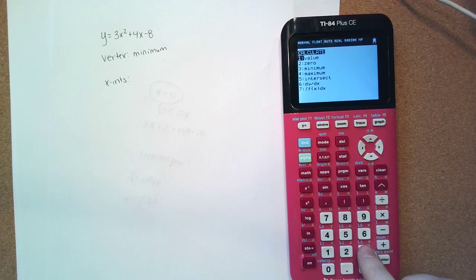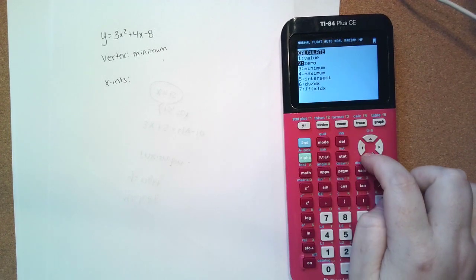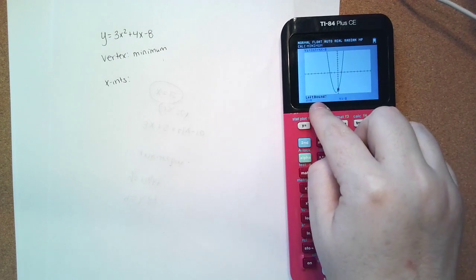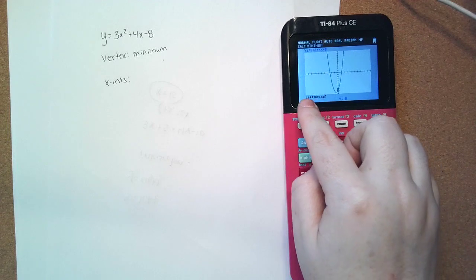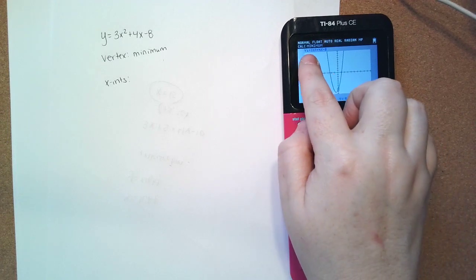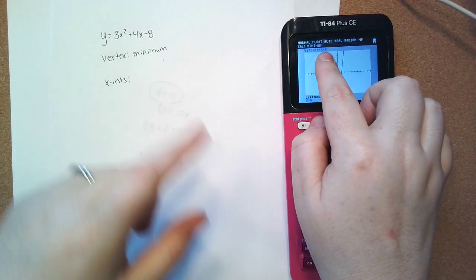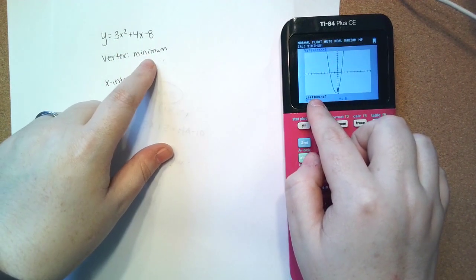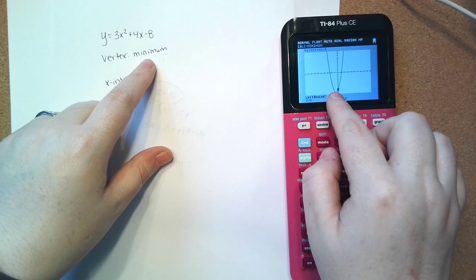So we're going to press number 3, or you can go down to where it says minimum and press enter. Either one works. I'm just going to press the number 3, and it says left bound. Down here it is telling us what we want to do, making sure that this is the equation we have written right here. Since we're finding the minimum, we want to be on the left side of our vertex. Right now our cursor is blinking on that y-intercept.